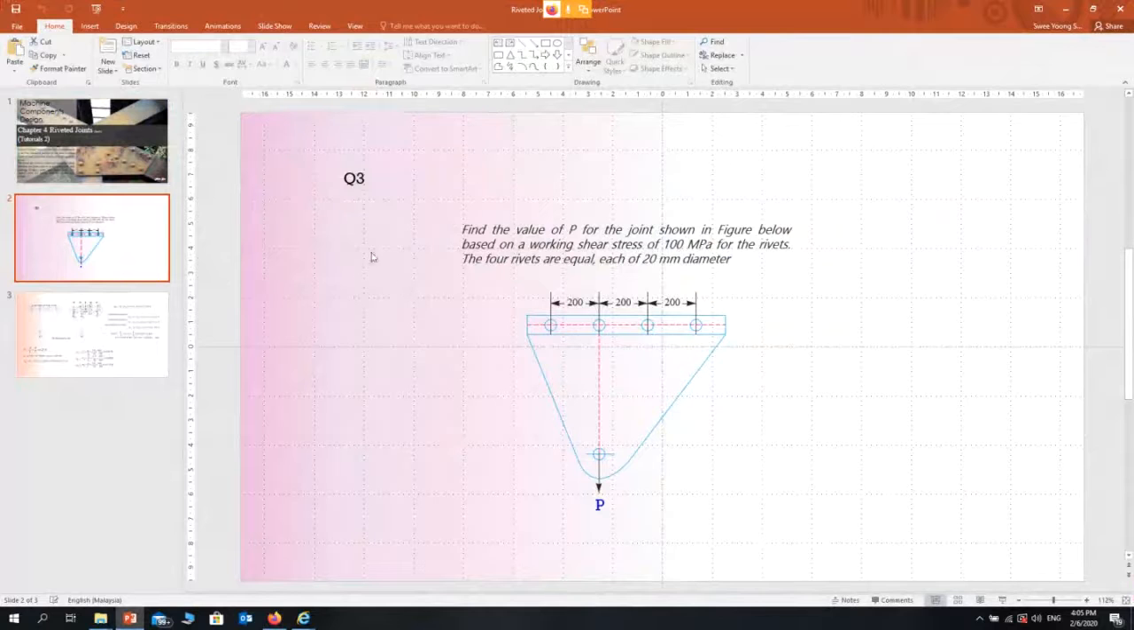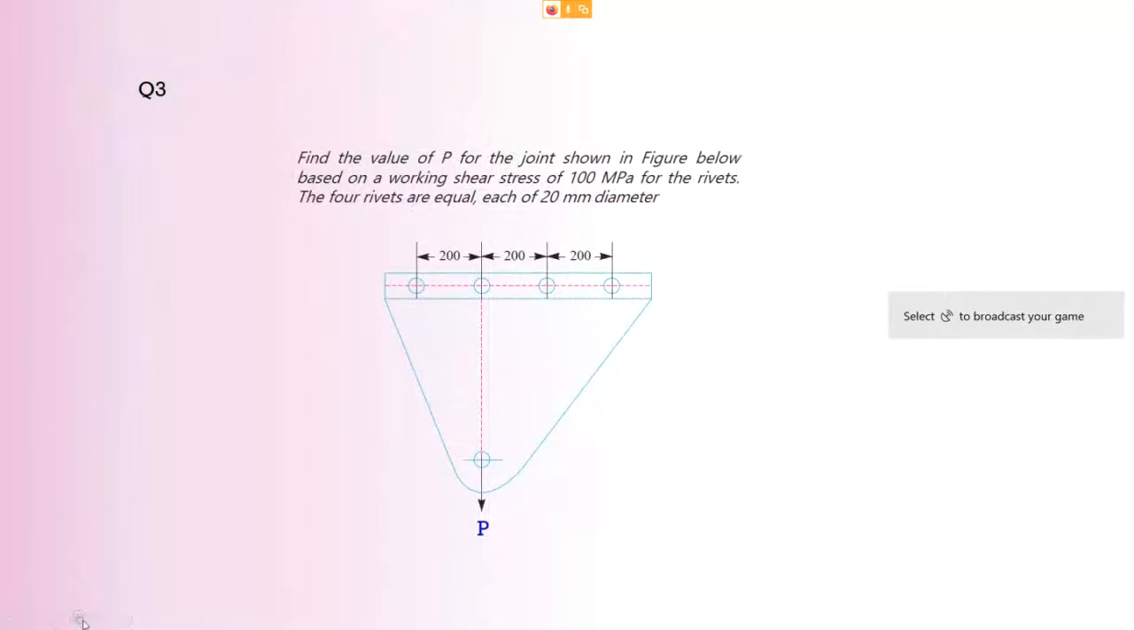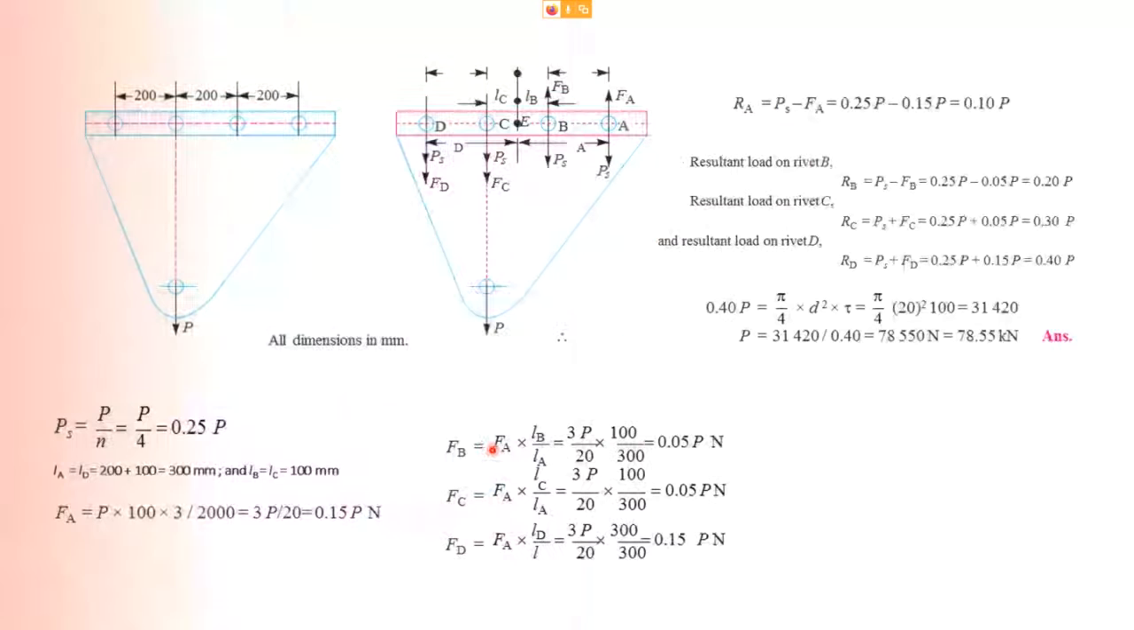Now, looking at this example, you have 4 rivets, horizontal, distance between rivets 200. Name this as A, B, C, and D. So this is the applied loads on the bracket.